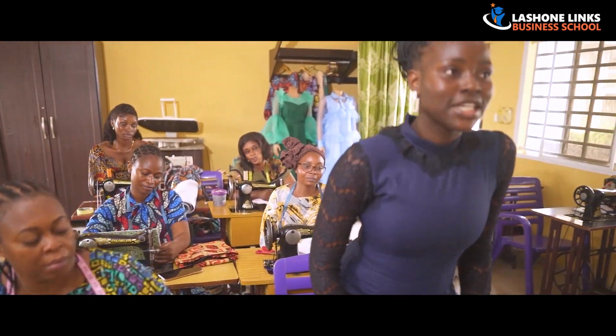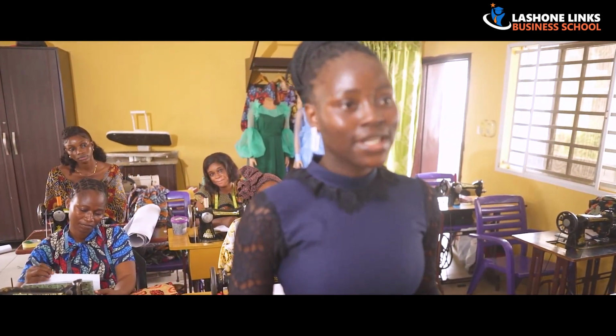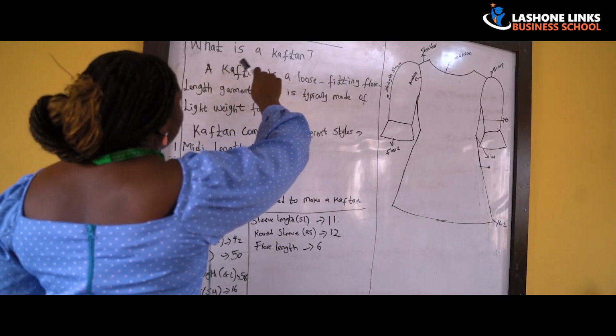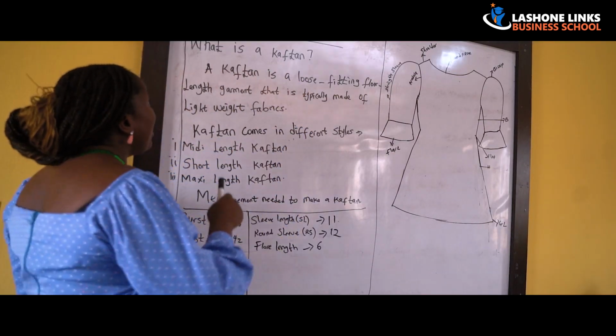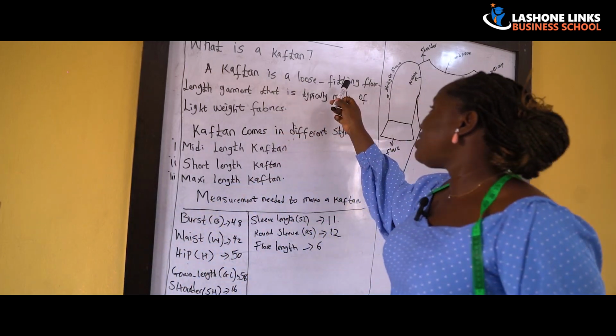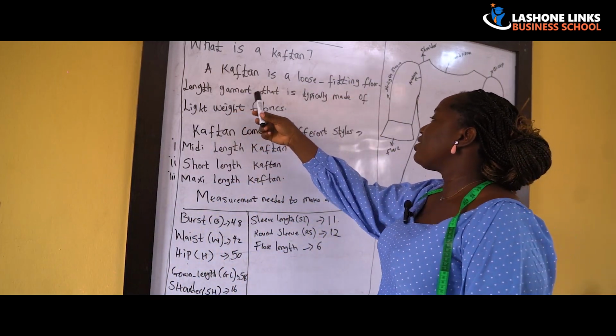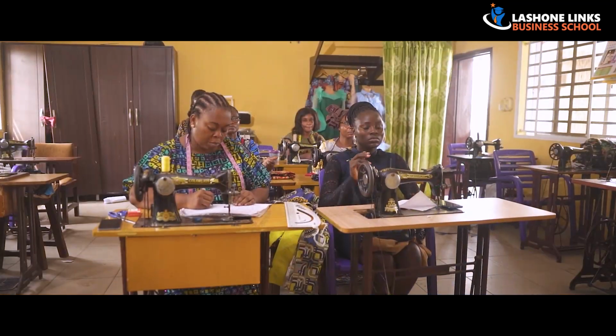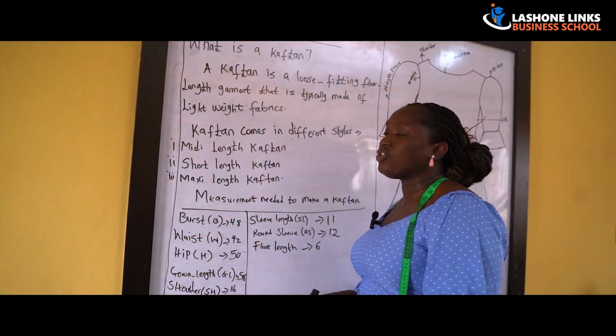A kaftan is a long garment. It's very free. It's not too set to the body. It's very easy to wear because we wear it to see ourselves. It's not something that is meant to show off. Kaftan. What is a kaftan? A kaftan is a loose-fitting, floor-length garment that is typically made of lightweight fabric. That's what a kaftan is all about.